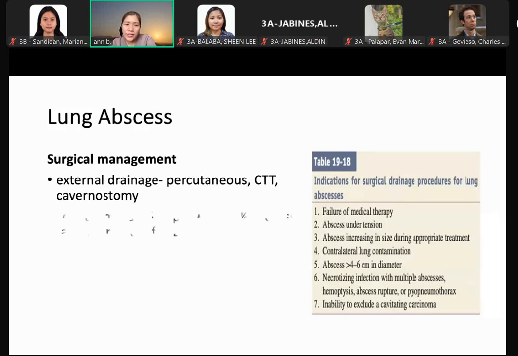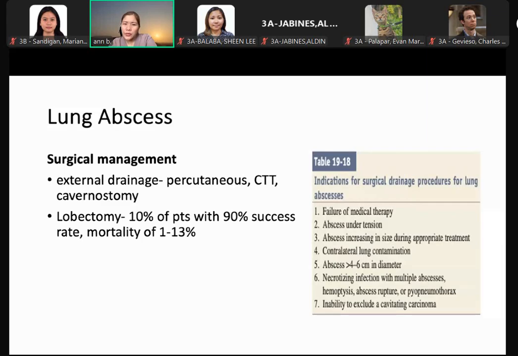So surgical management, again, drainage, and these are the others on the table. We have the indication for drainage. We could do percutaneous drainage, fiber optic, closed tube thoracostomy, and cavernostomy is seldom done nowadays, but in those problematic patients, we could do cavernostomy. You just open up the area where the abscess is located and clean it and drain the abscess.